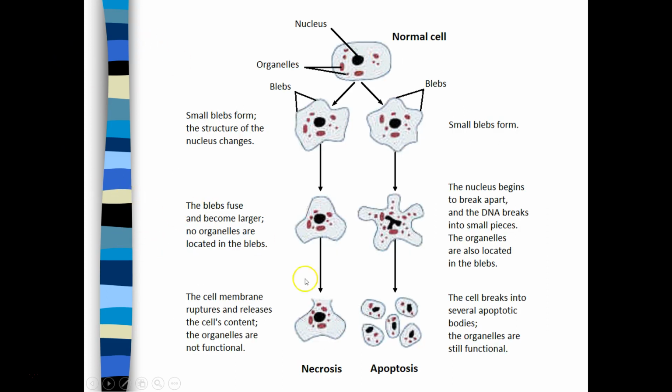We can compare and contrast necrosis versus apoptosis here. Necrosis tries to undergo apoptosis, but it doesn't actually work. The blebs eventually fuse, and the cell will eventually rupture.